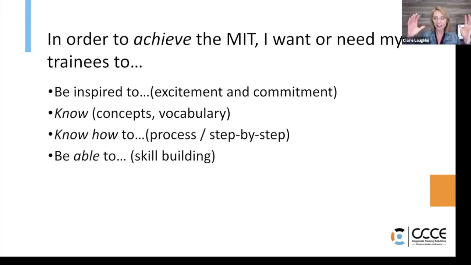Okay, so first write that MIT, and then think about how are they going to get there? What do they have to be inspired to do? What do they have to know? What do they have to know how to do? And what do they have to be able to do?